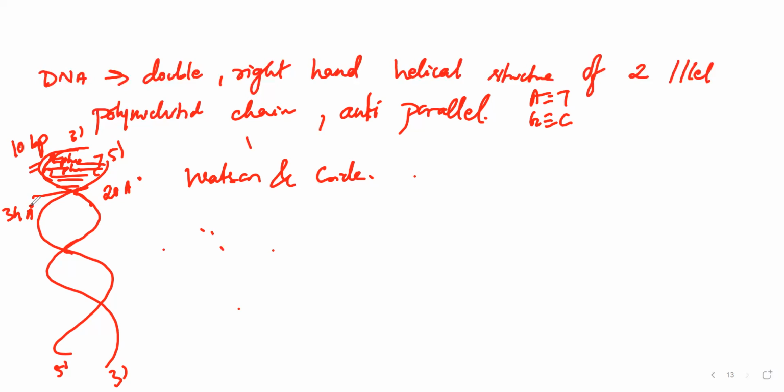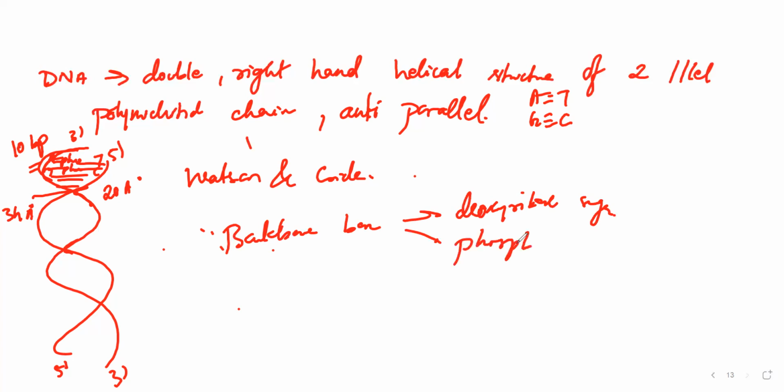Okay, whatever the twisting is there, that is what? Clockwise twisting with the strands which are arranged how? In the anti-parallel form. So if you see each of the strands, they will be having a backbone. And that backbone is nothing but made up of what? Two things. That is a deoxyribose sugar and a phosphate molecule.